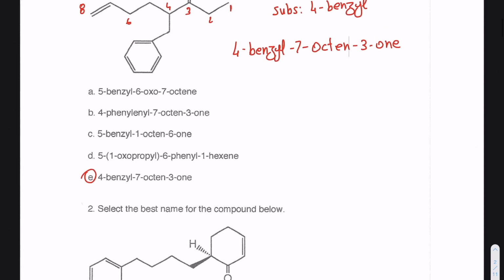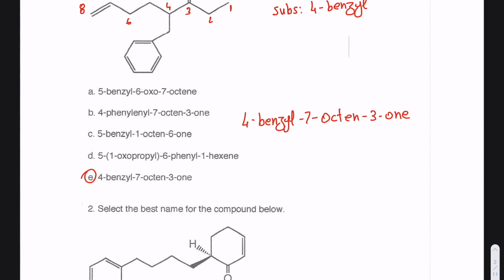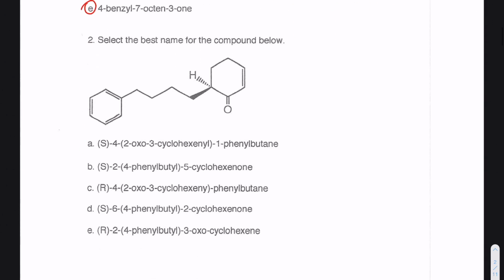I usually divide into 3 parts. So when I'm doing nomenclature, I put parent, sub, and stereo. But in this case, we don't have any stereo, so I'm just gonna put an A. For question number 2.